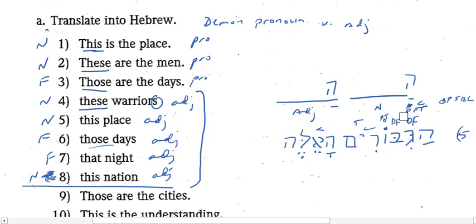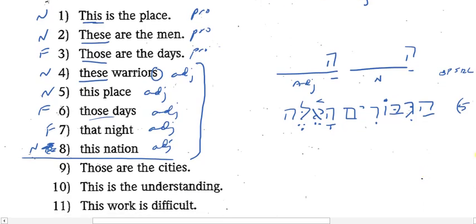These warriors. Very nice. Okay. So you see how we did that? These warriors. The warriors, these warriors. Let's just look at that night. That night. What is the word for night in Hebrew? This is number 7. It's Lila.